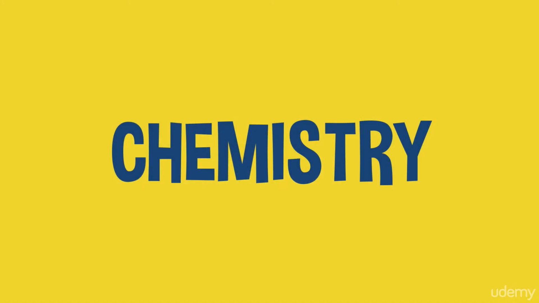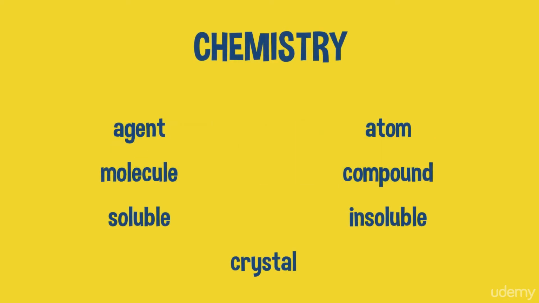So in this lecture we're going to look at words connected to chemistry. And your 7 words are agent, atom, molecule, compound, soluble, insoluble, and crystal. So the first word, agent.